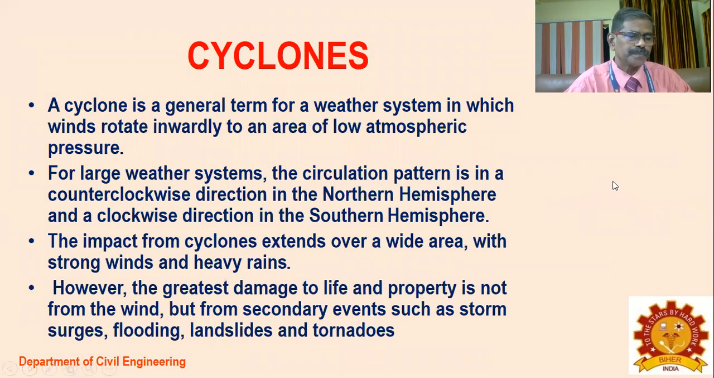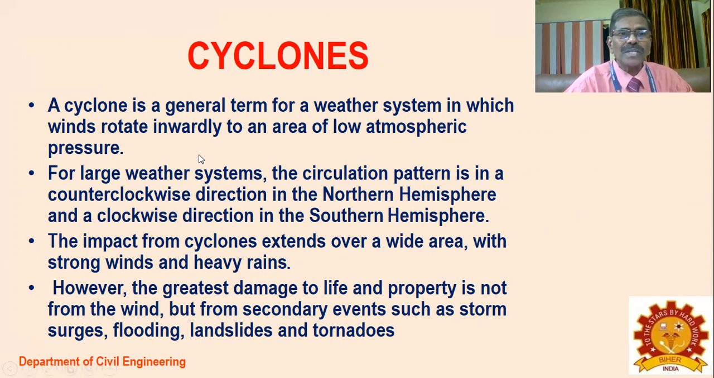Then comes the cyclone. What is a cyclone? A cyclone is a general term for a weather system in which the winds rotate inwardly to an area of low atmospheric pressure. That is, a swirling wind is swirling from the tangential side, a circular wind which ultimately touches the eye of the circle. That is the low atmospheric pressure, where it goes and falls down and loses its pressure.